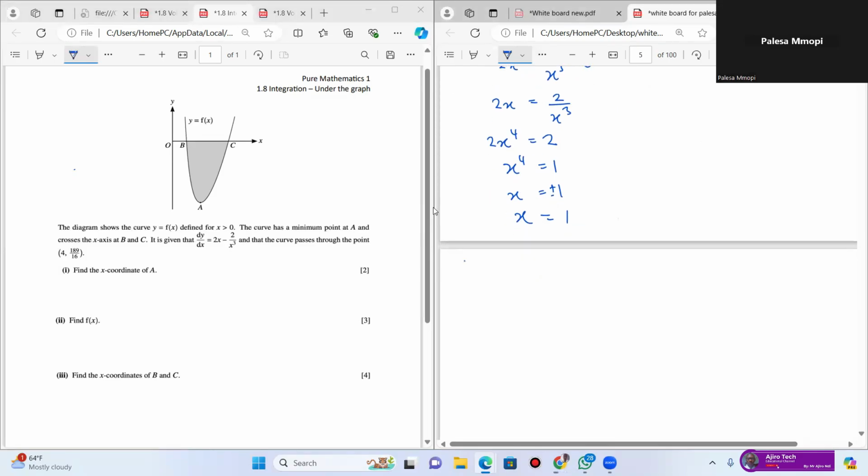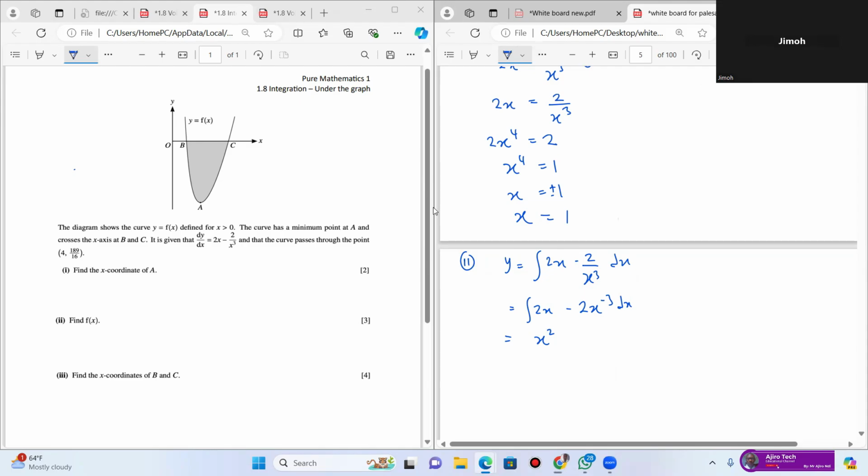Now, y equals the integral of 2x minus 2 over x cubed dx, which is equal to the integral of 2x minus 2x to the power minus 3 dx. We integrate this and we get 2x squared over 2, which is x squared.